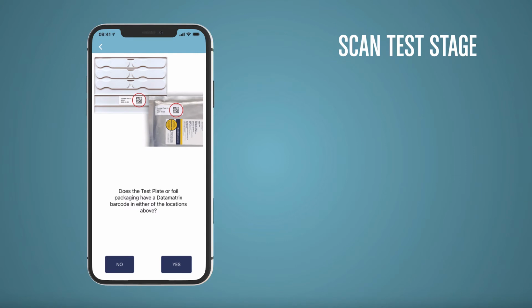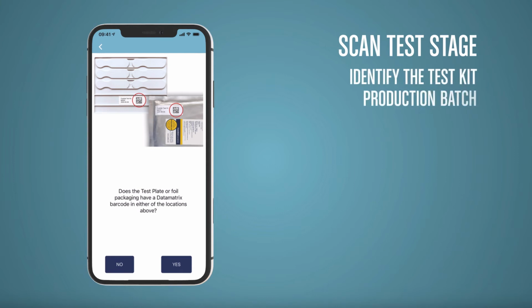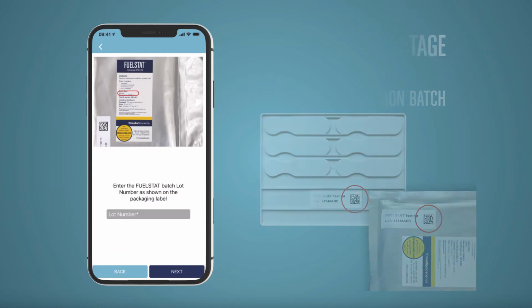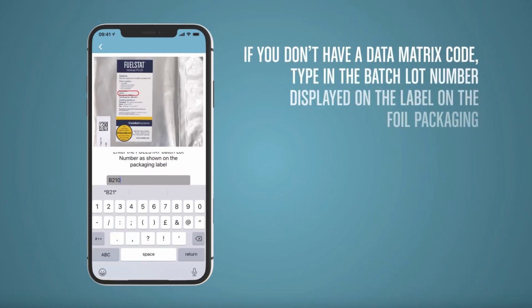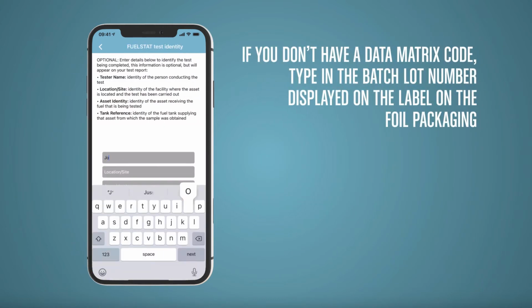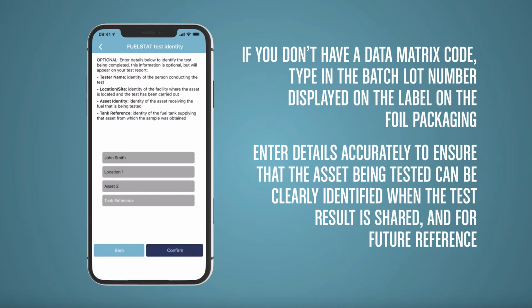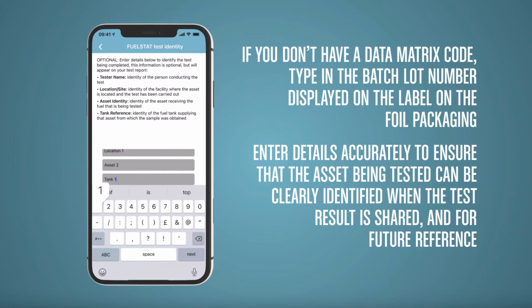The first step is to identify the test kit production batch. Newer kits have a data matrix code on the foil packaging or reverse of the test plate, which can be scanned. Don't worry if your test kit does not have this data matrix code, simply type in the batch lot number displayed on the label on the foil packaging. You then have optional information that can be completed. It is advisable to enter these accurately to ensure that the asset being tested can be clearly identified when the test result is shared, and for future reference.